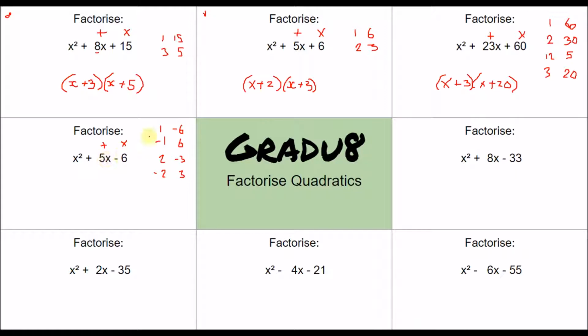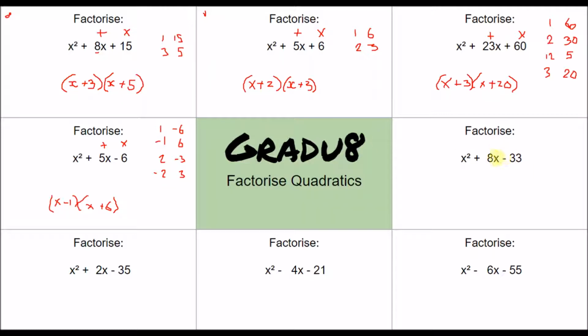So let's have a look at that. 1 add negative 6 is going to take me to negative 5. Well, that's no good, I want positive. But negative 1 add 6 takes me up to positive 5. And you could check these, but obviously they're not going to do it. So I have x minus 1 in one bracket, and then x plus 6. So x minus 1 and x plus 6. You will have drawn it a lot better than me.